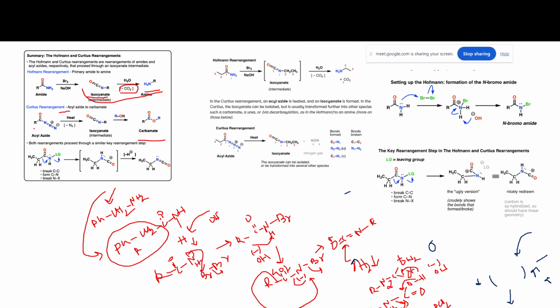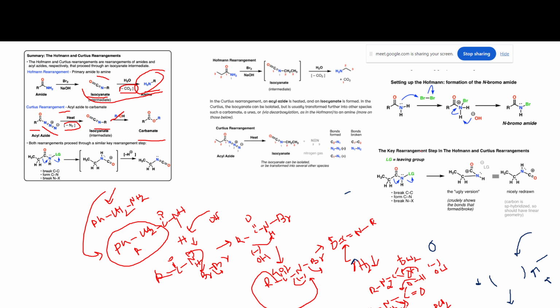So first, the acyl azide formation. There will be RC double bond O and N3, and when you heat it, your nitrogen comes out. So you are forming that isocyanate intermediate, which is unstable, and when you add water, it will become an amine, and when you add some alcohol, it will become a carbamate. So how is this rearrangement going on?